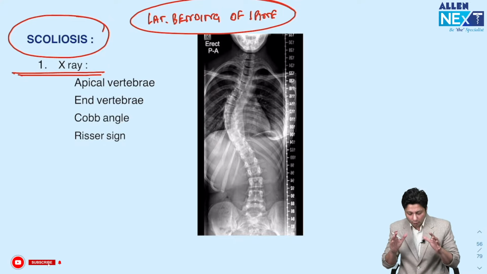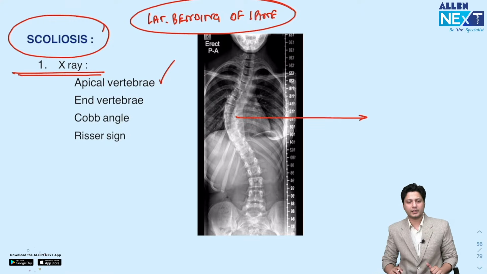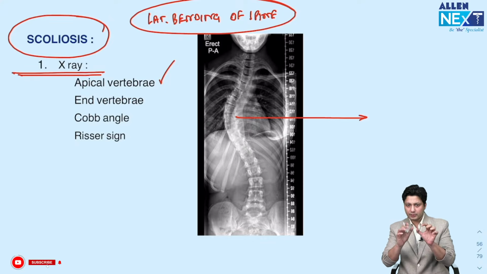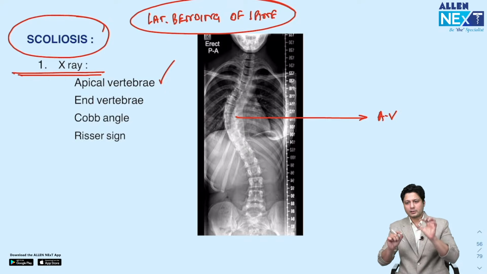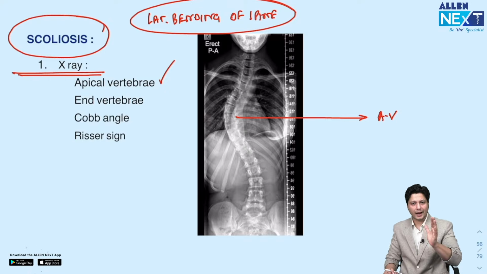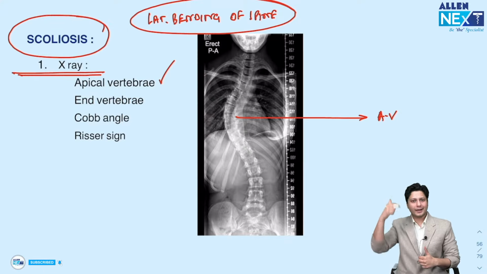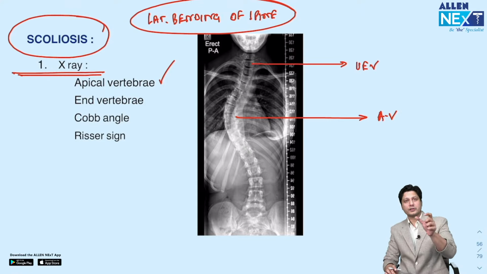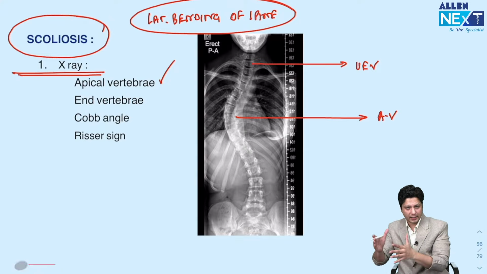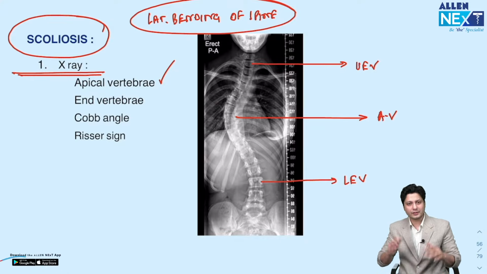Simple. Now, what all you need to remember under the X-rays, point number 1, the apical vertebrae. Apical vertebrae is the one which is maximally deviated and is maximally rotated. Out of the entire contour, the one vertebra which is maximally deviated from the center and maximally rotated, obviously, is the apical vertebrae. End vertebrae are 2, the upper end and the lower end. The upper end vertebra is the one from which the scoliosis is getting started, that means minimally deviated, and then we have a lower end vertebra. So these are end vertebrae.